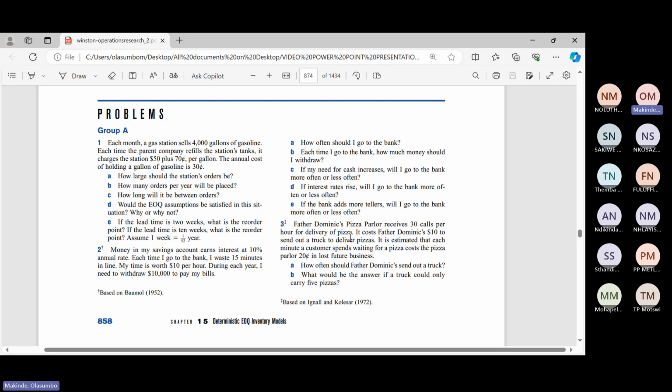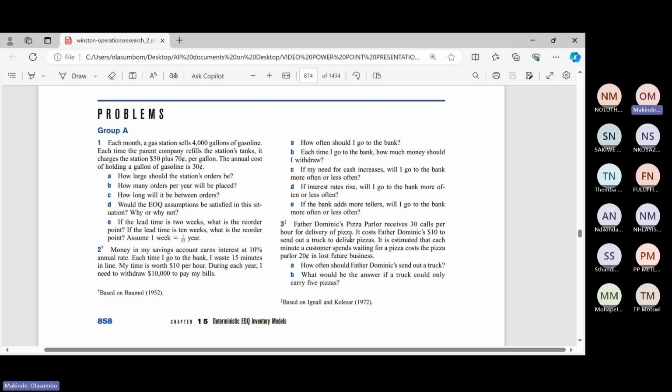Let's read the question first so that we can identify correctly the D, the K, and the H. They said it costs Father Dominic $10 to send out a truck to deliver the pizza.